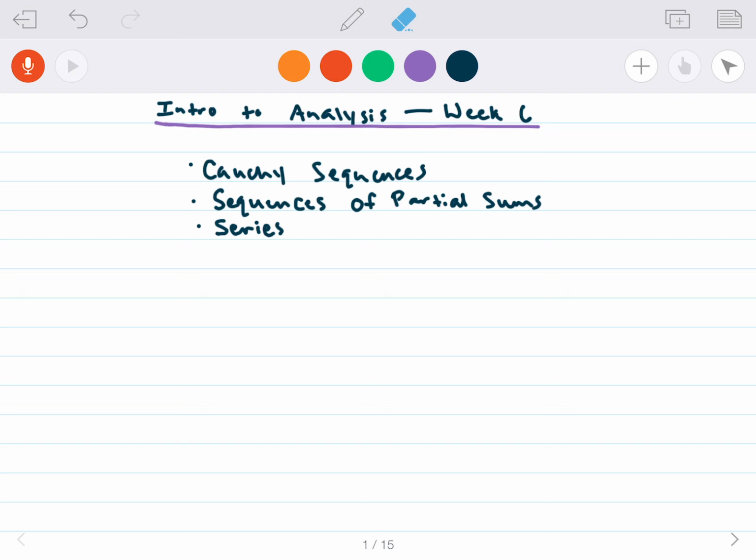This week we're going to talk about the last section in Cummings' book in chapter 3, which talks about Cauchy sequences. Then we're going to talk a little bit about chapter 4, that begins with sequences of partial sums, and we're going to talk a little bit about series.